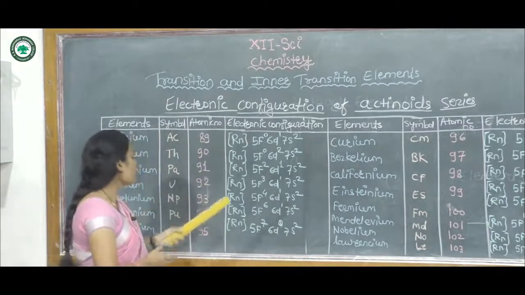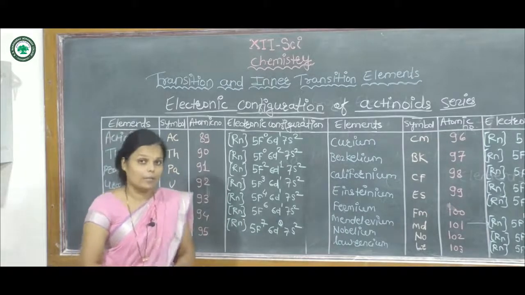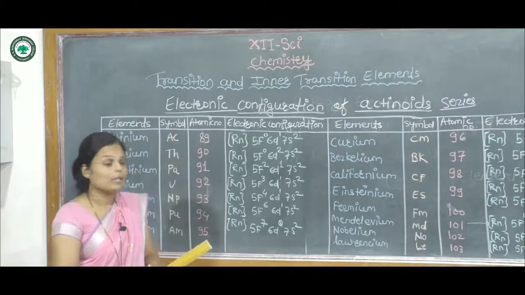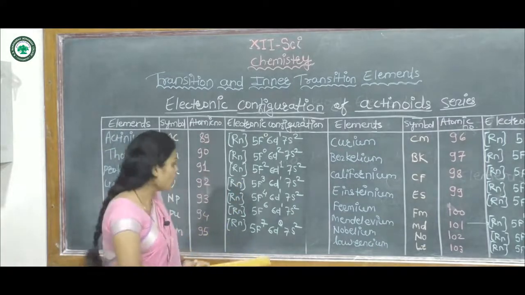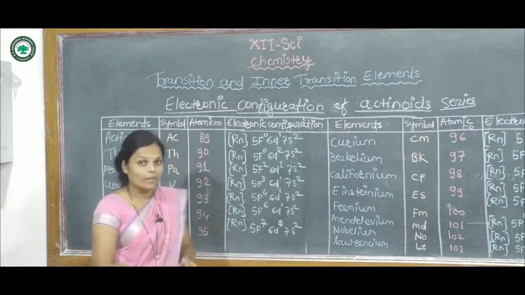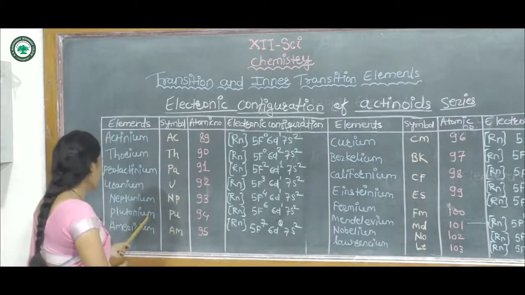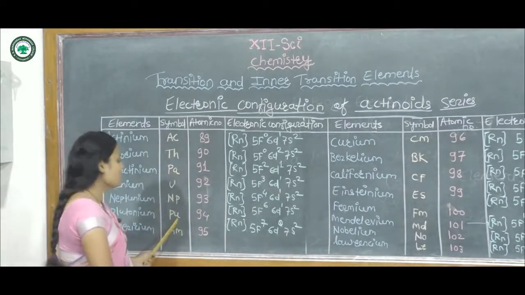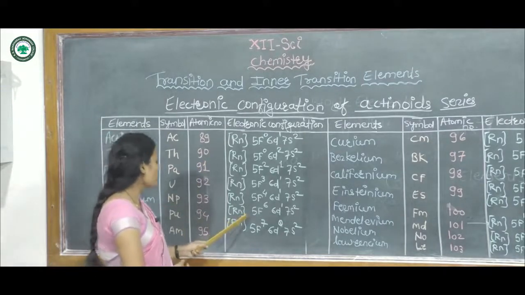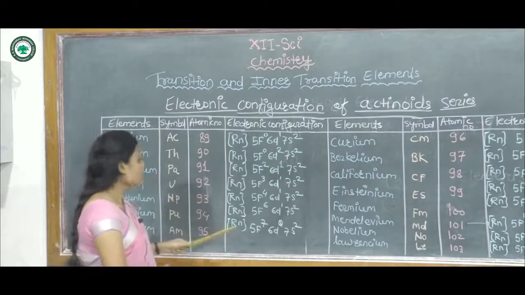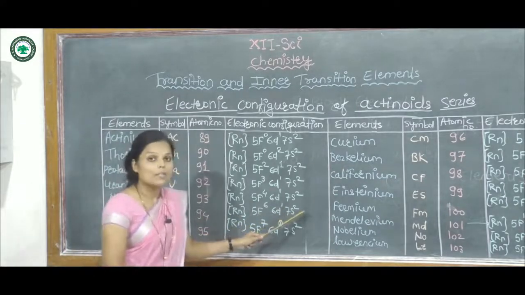Now the next element is neptunium. Its symbol is capital N and small p, and its atomic number is 93. Its electronic configuration is 5f4, 6d1 and 7s2. Now the next element is plutonium. Symbol of plutonium is capital P, small u, and its electronic configuration is 5f6, 6d1 and 7s2.